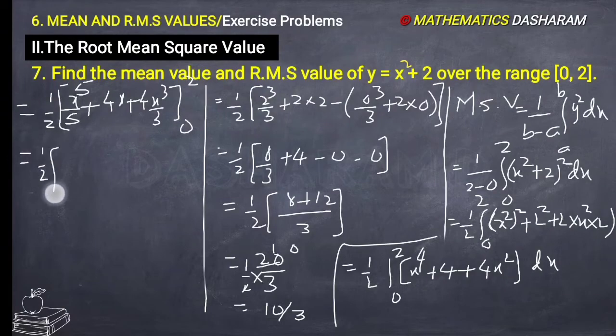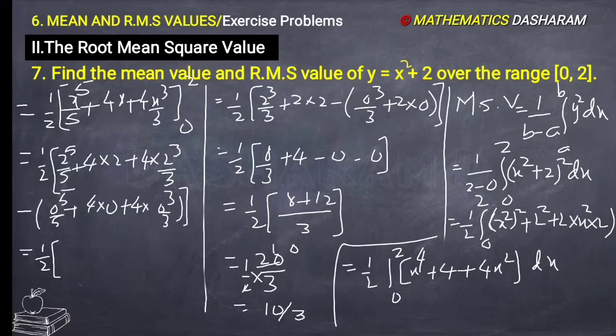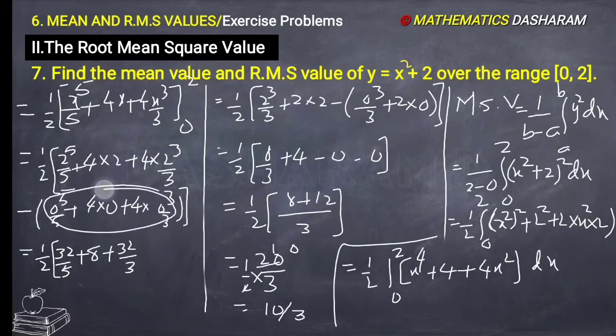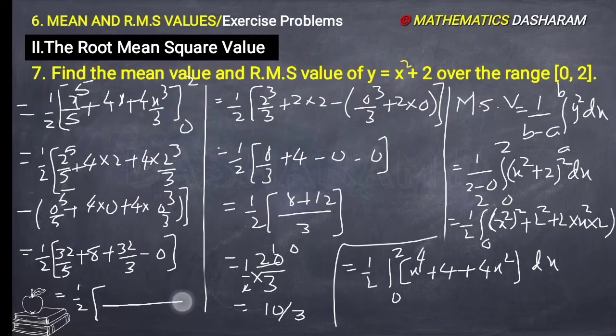So 1 by 2, substitute the upper and lower limits. So 2 to the power of 5 is 32 by 5 plus 4 2s are 8, plus 2 cube is 8, 8 4s are 32 by 3, and the lower limit total answer is 0. So it is equal to 1 by 2. Here 5 comma 3 LCM 15. 3 into 32, 3 6s are 96, plus 15 into 8 is 120, plus 32 into 5, 5 2s are 10, 160.